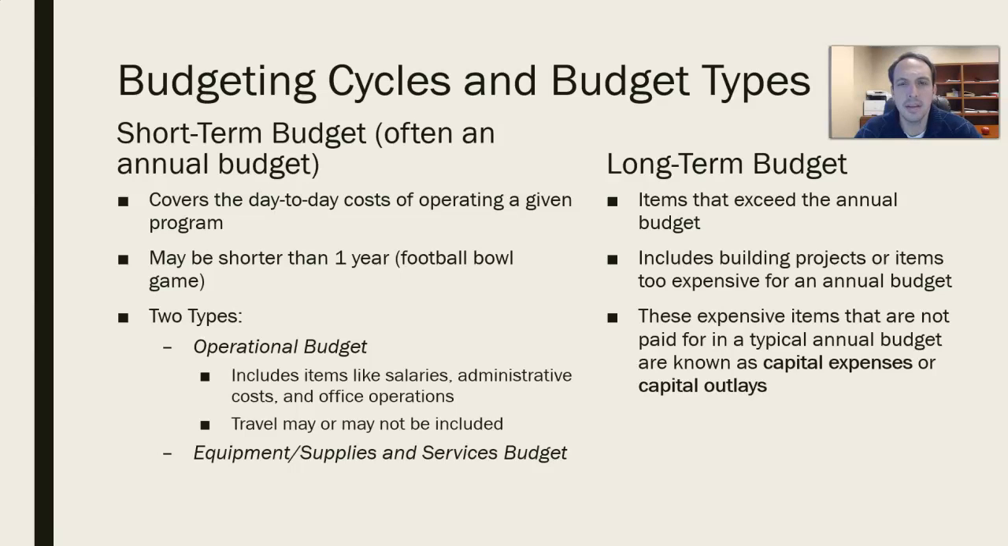From there, you have things like the operational budget and the equipment and supplies budget. You can see what can be included in there. Salaries, administration costs, and office operations are included. It's recommended that you start with this operational budget when building out your budget, because this is going to represent the largest amount of expenditure usually for a given organization. Equipment and supplies are just what that says, right?